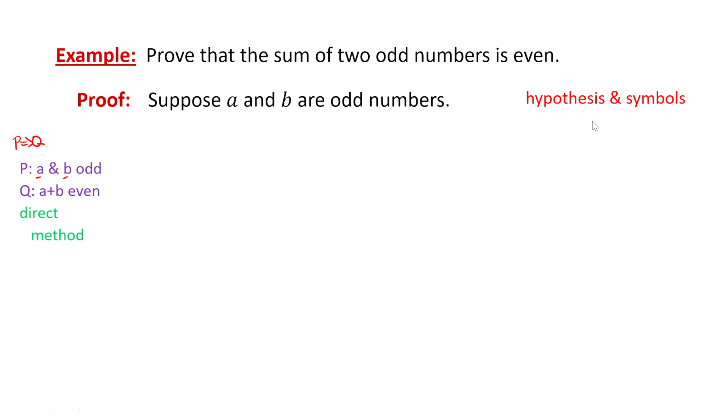Now, next thing we want to start thinking about is where we're going to end. We're going to end when the sum of A and B is even. But we got to get there. So before we can even get there, we start looking about what we know.